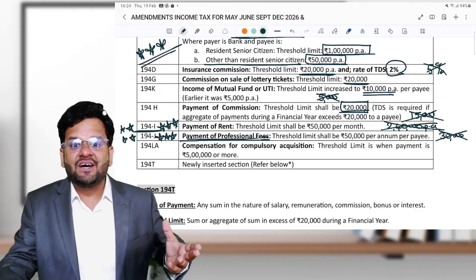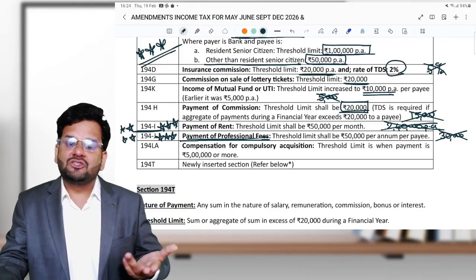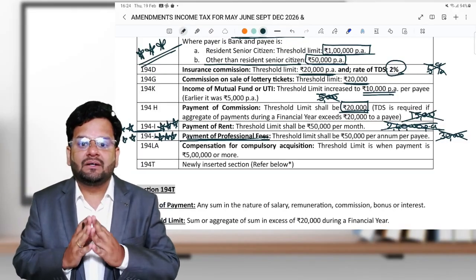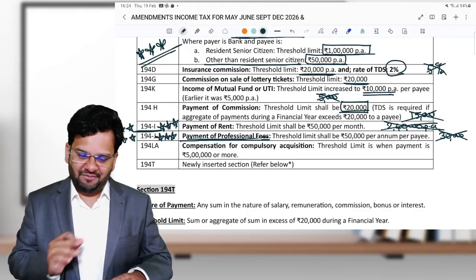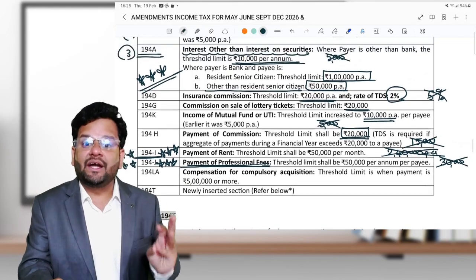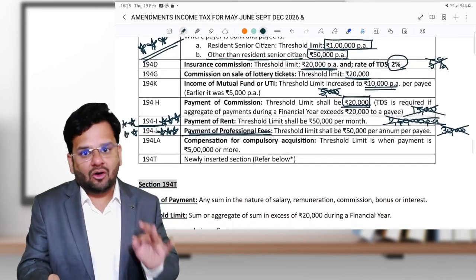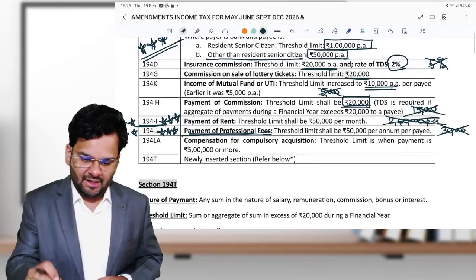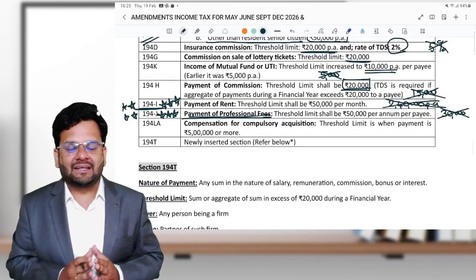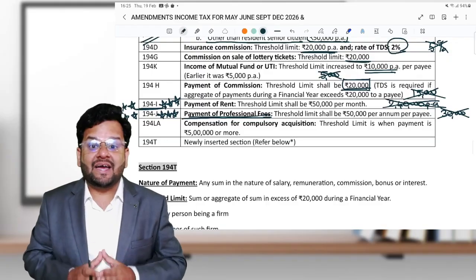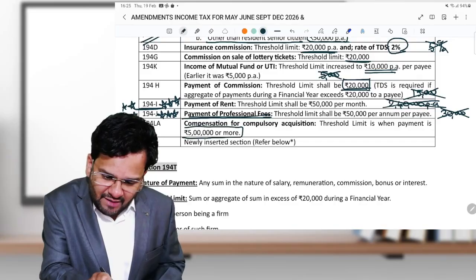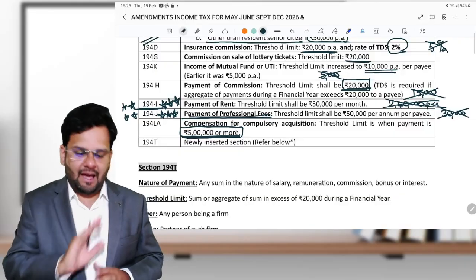And of course, for directors remuneration there is no threshold limit, means whatever remuneration is paid to director there shall be TDS. Okay, very good. So lot of possibility of they asking you question on either 194A, 194I or 194J. Then 194LA, if you are getting compensation for compulsory acquisition of your immovable property, then if that compensation is 5 lakh or more, then TDS shall happen.